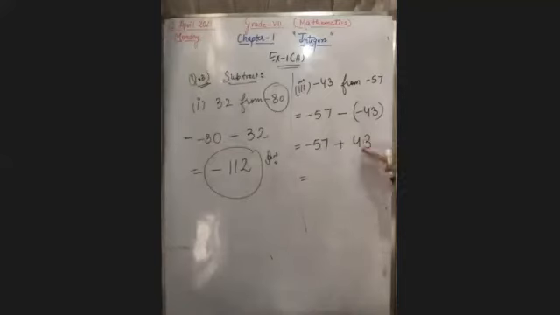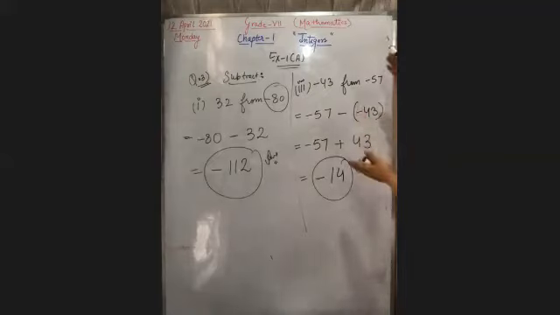Now, minus 57 and 43. One is negative, one is positive. So we will do subtraction. Answer will be 14. 57 minus 43 is 14. And the sign will be of the bigger value. That is your answer.